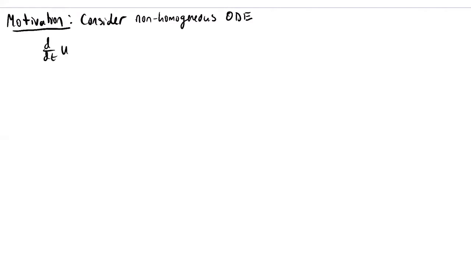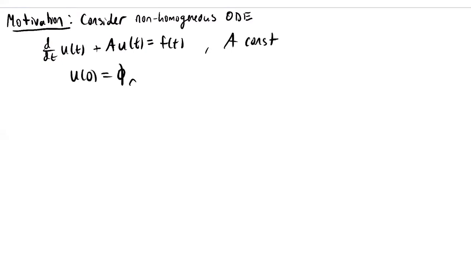The derivative with respect to t of some function u of t plus some constant a times u of t is equal to f of t, where a is a constant. And we're going to assume we have the initial condition u of 0 is equal to phi, where phi is just some constant. Later, you can imagine that, okay, let's fix x, and that's what this looks like without the x derivatives. Okay, and so we're going to review how you would solve this ordinary differential equation, and then some of the ideas will transfer over to the PDE, which is a little bit more complicated.